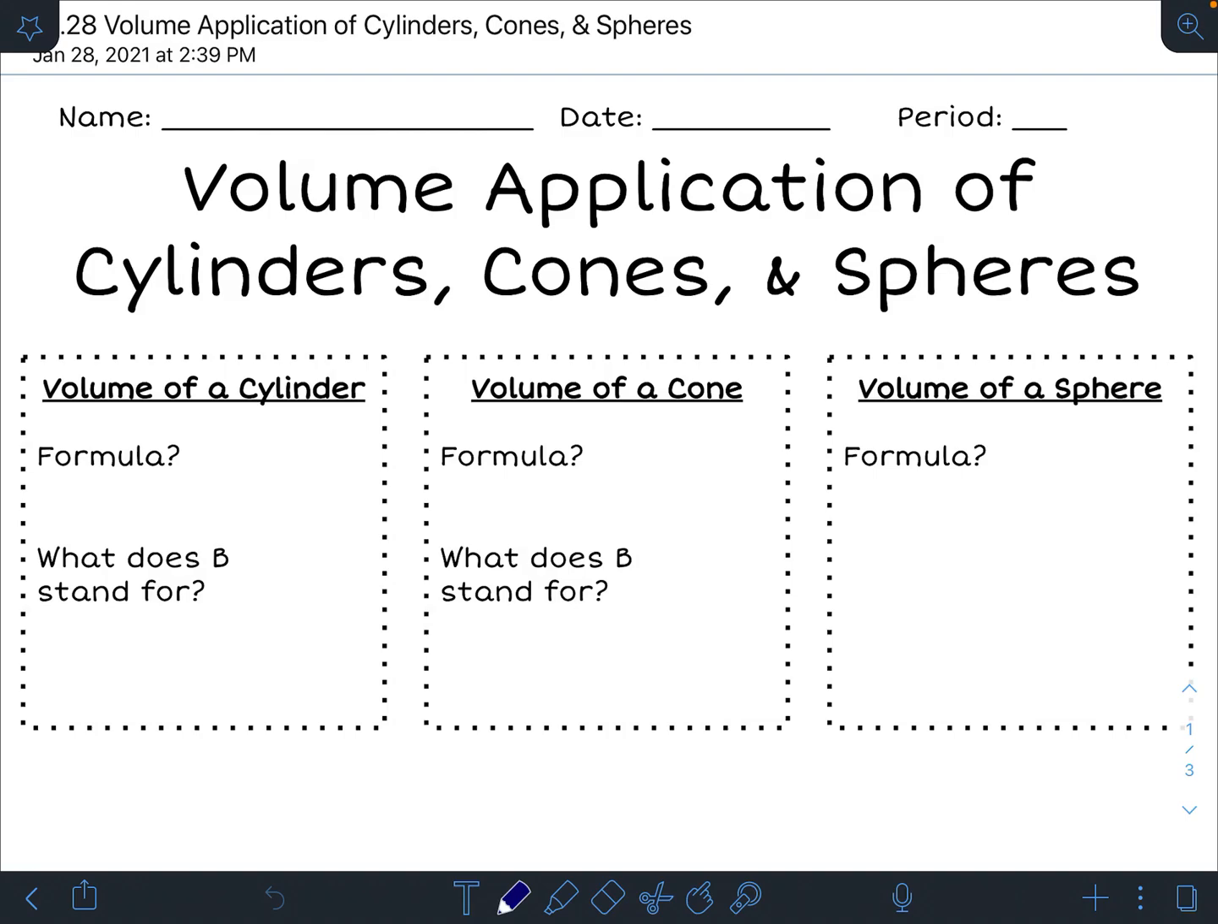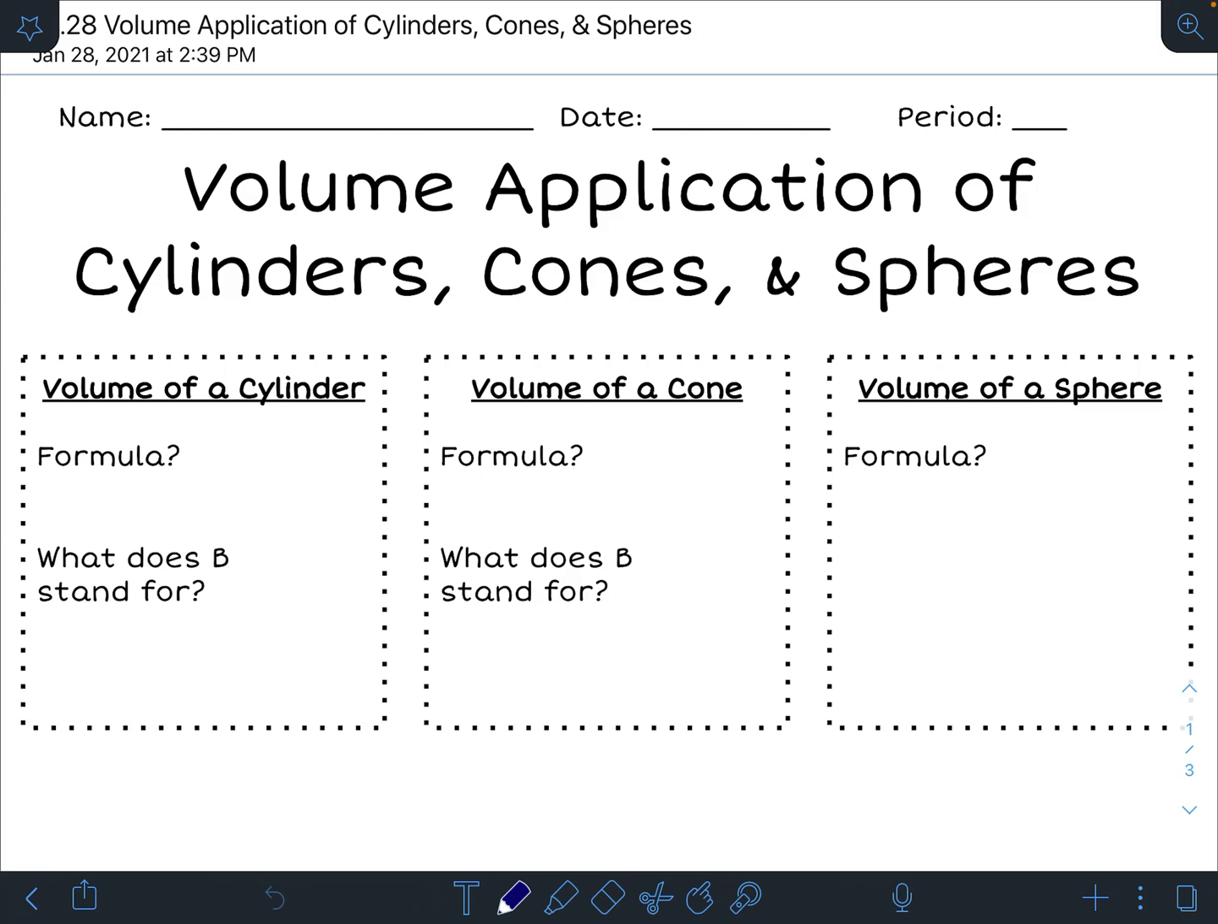So we're going to look at the application of volume. Sometimes they will ask a simple volume problem, or sometimes they will ask for an extra little step on there. So that's what we're going to look at today. First off, I want to go back over the formulas with you really quick, just as a reminder.